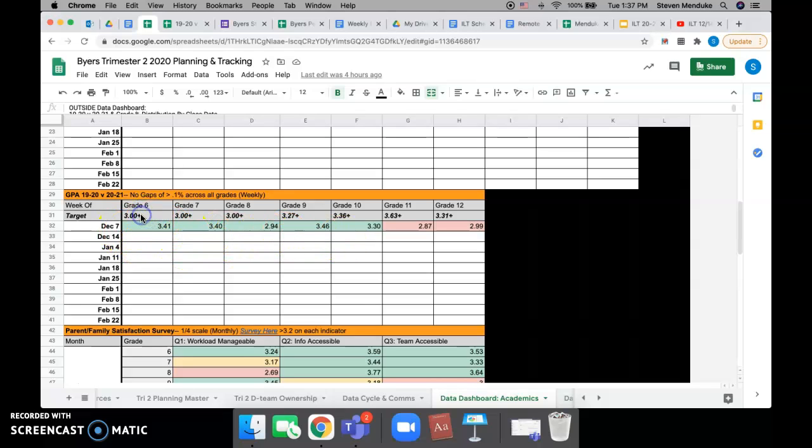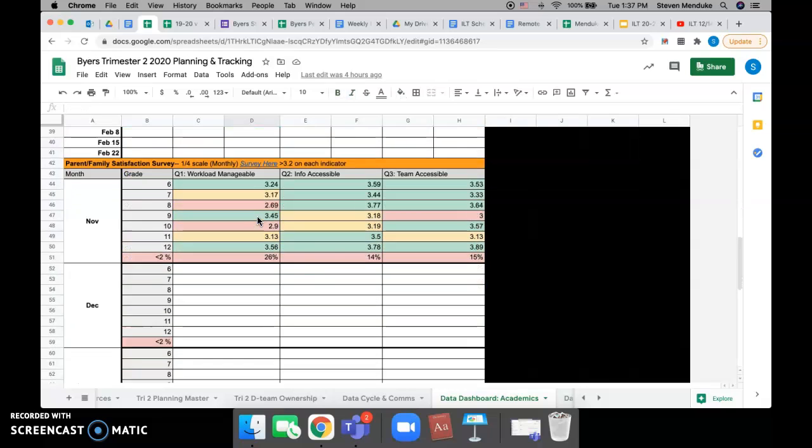These targets here are from the 19-20 school year, and we are trying to get within 0.1 of all of these targets. So you'll see, for instance, for grade 8, we're actually below our target of 3.0, but we're within that 0.1 range, so we're still fine. We're doing okay. Okay, so I'll update this on a weekly basis.